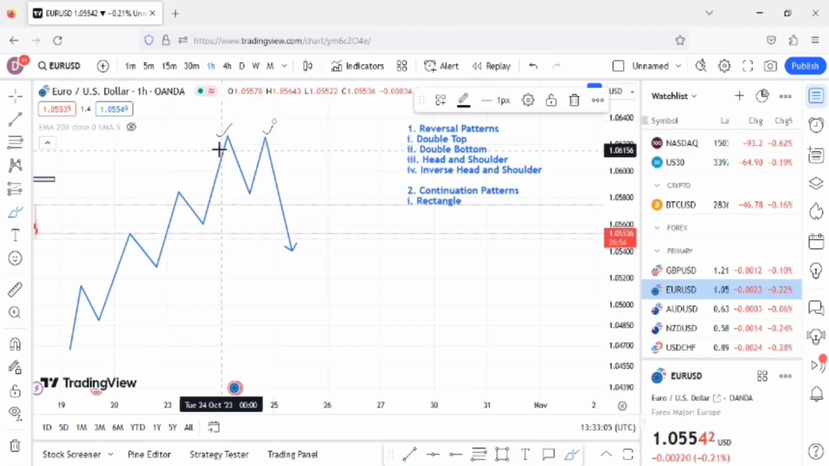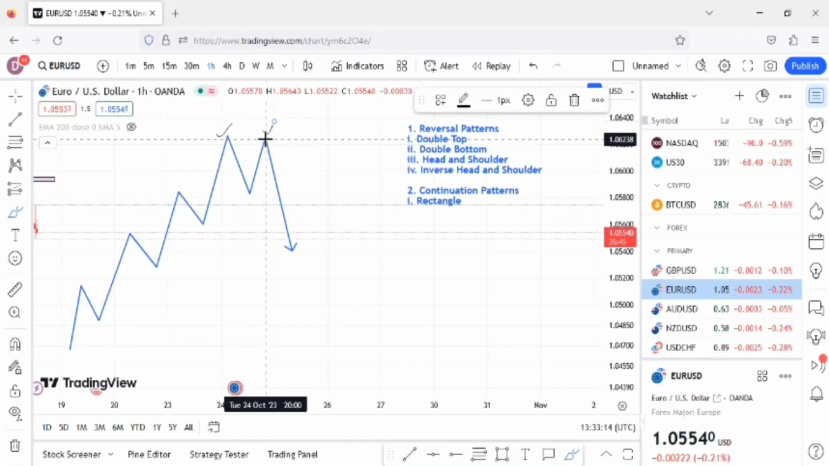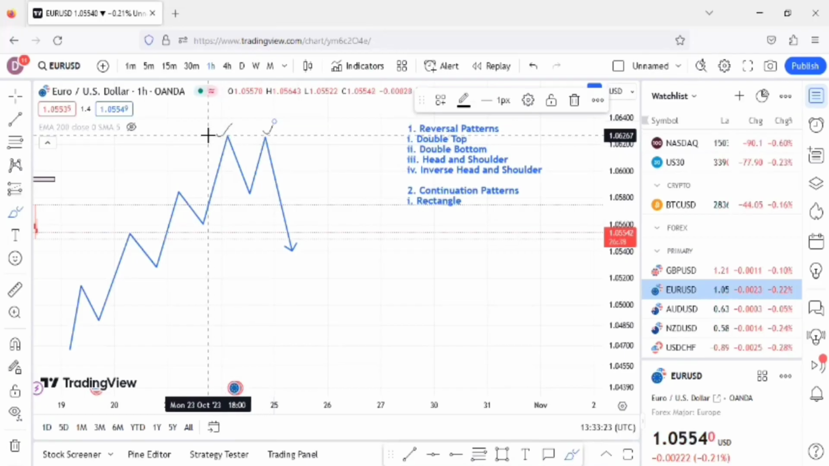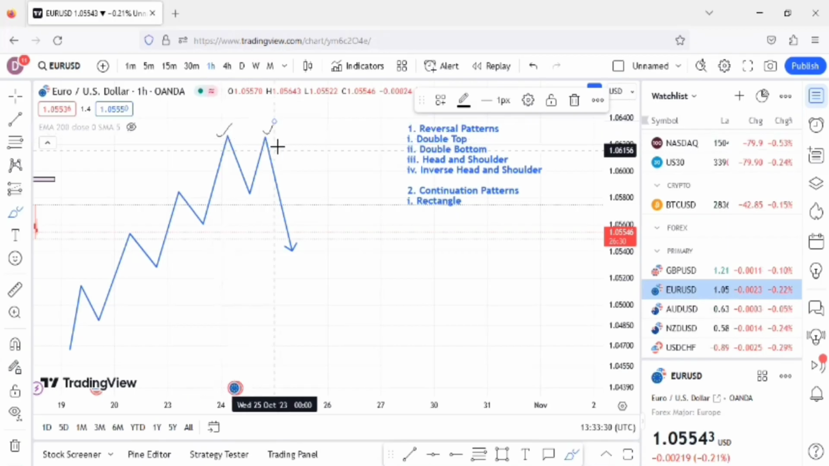Did you get what I said? When you are in an uptrend and the price is unable to make a new high, then that is when you say you have a double top. This is usually found at the top of a trend. So when you find this pattern at the top of a trend, that is called double top, and that shows you that the trend is about to reverse.